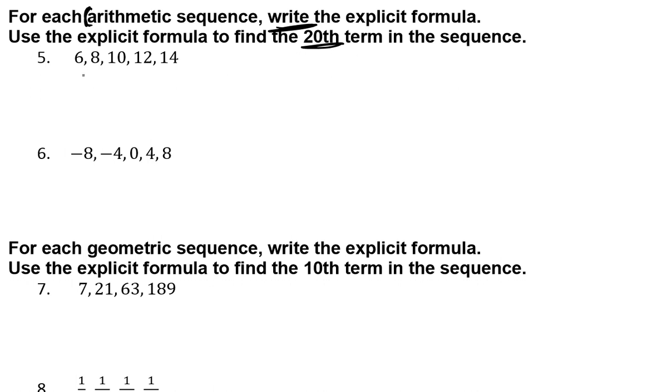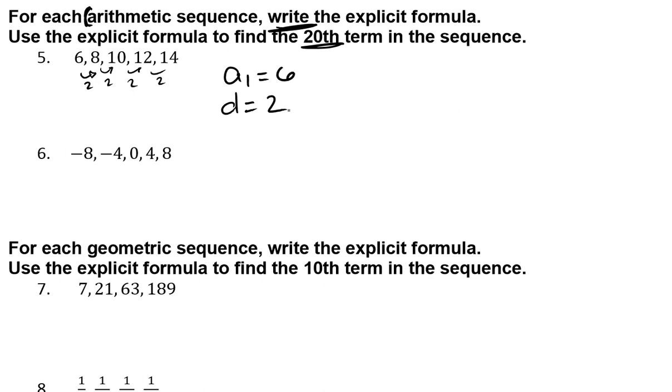Number 5, these are all increasing by 2, right? 6 plus 2 is 8, plus 2 is 10, 10 plus 2 is 12, and 12 plus 2 is 14. Definitely arithmetic. The first term, a sub 1, the first one in this is 6. My common difference, d, is the number 2.